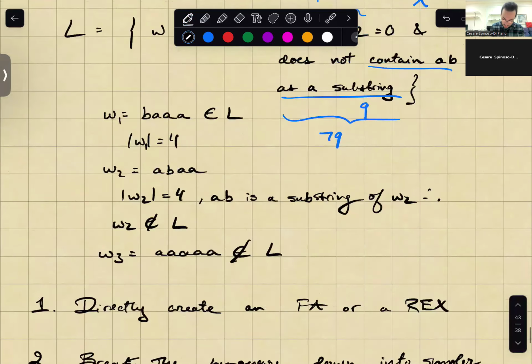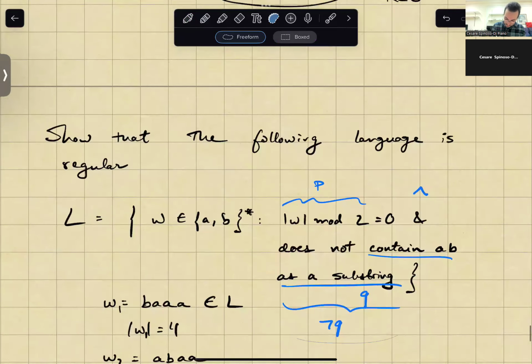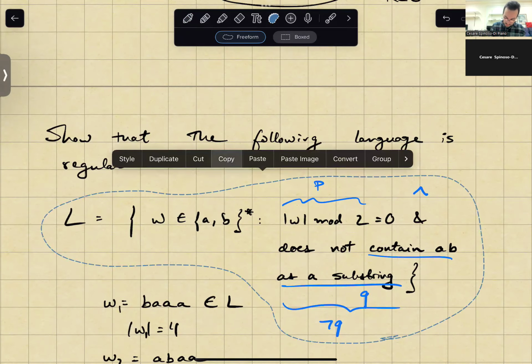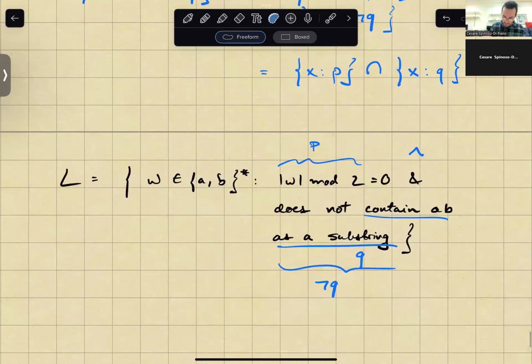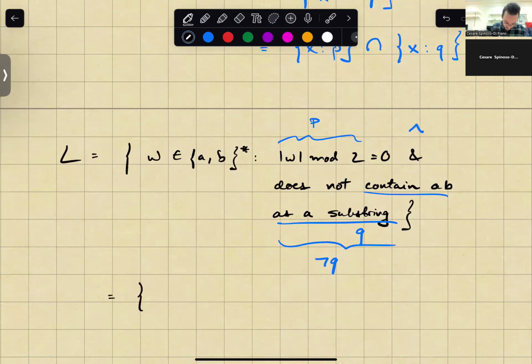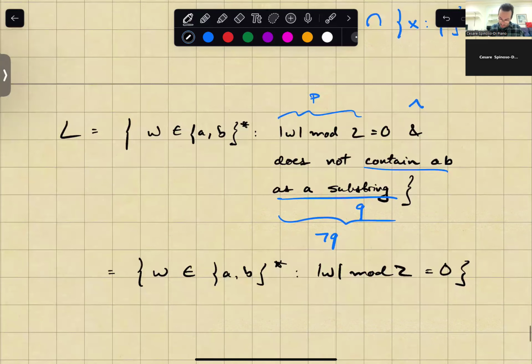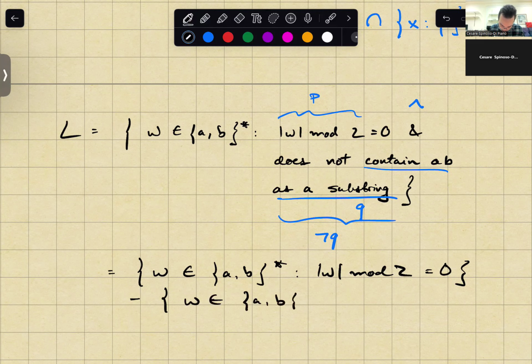So we can rewrite the language L here as the strings over AB such that they're of even length, which is a bit of an easier DFA to make, minus the language of strings where W does contain AB as a substring.